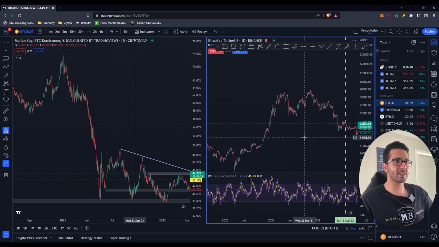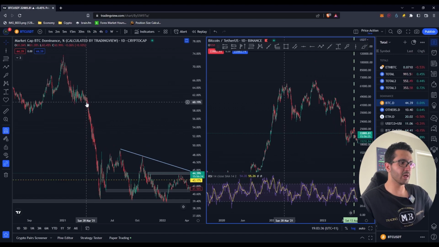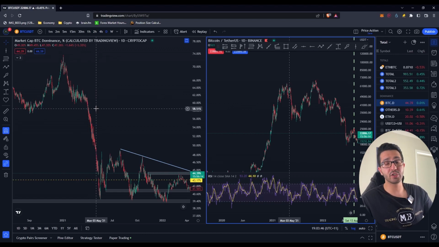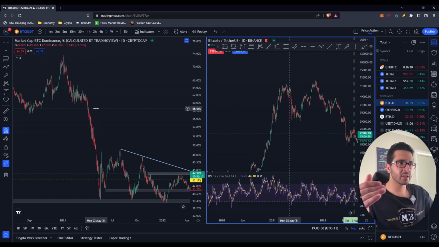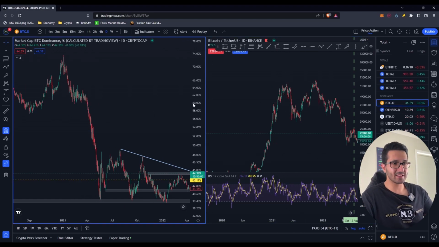All right, for example, this is a really prime example, which happened from March until May of 2021. As you can see, Bitcoin price did not drop that much, but the altcoins were getting pumped one after another. That's why the dominance of Bitcoin was decreasing.